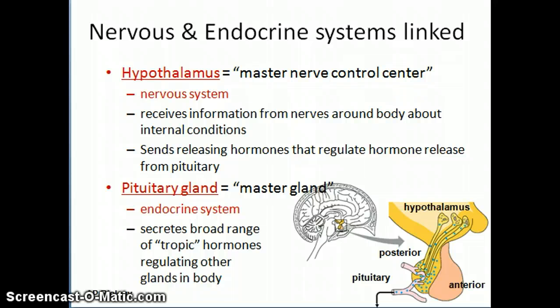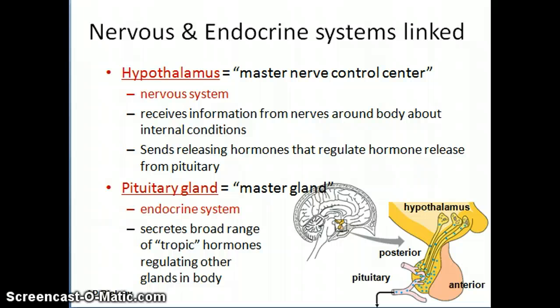So here we have a close-up of the hypothalamus. Located adjacent and just below the hypothalamus is the pituitary, which is broken down into an anterior and posterior portion. So the anterior means it's towards the front, posterior means it's towards the back. And the pituitary gland is part of the endocrine system. It secretes a lot of different what are called tropic hormones, which regulate other glands in the body.